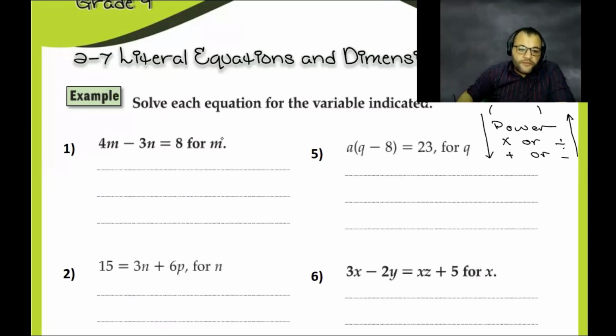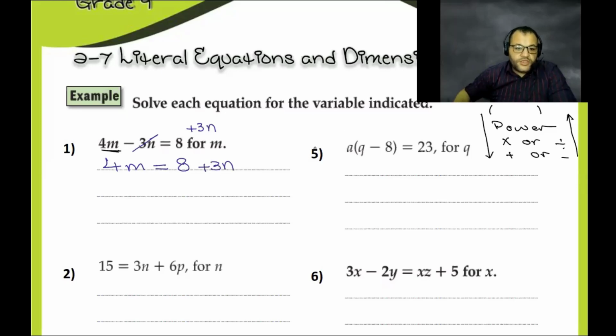We need to solve for what? For m. Underline the m. So I need to leave m and shift all of the others to the other side. Which operations do we have now? We have subtraction and multiplication. Which operation will be first? Subtraction. So I will shift 3n to the other side because it's minus, so it becomes plus. The equation now is 4m equals 8 plus 3n.